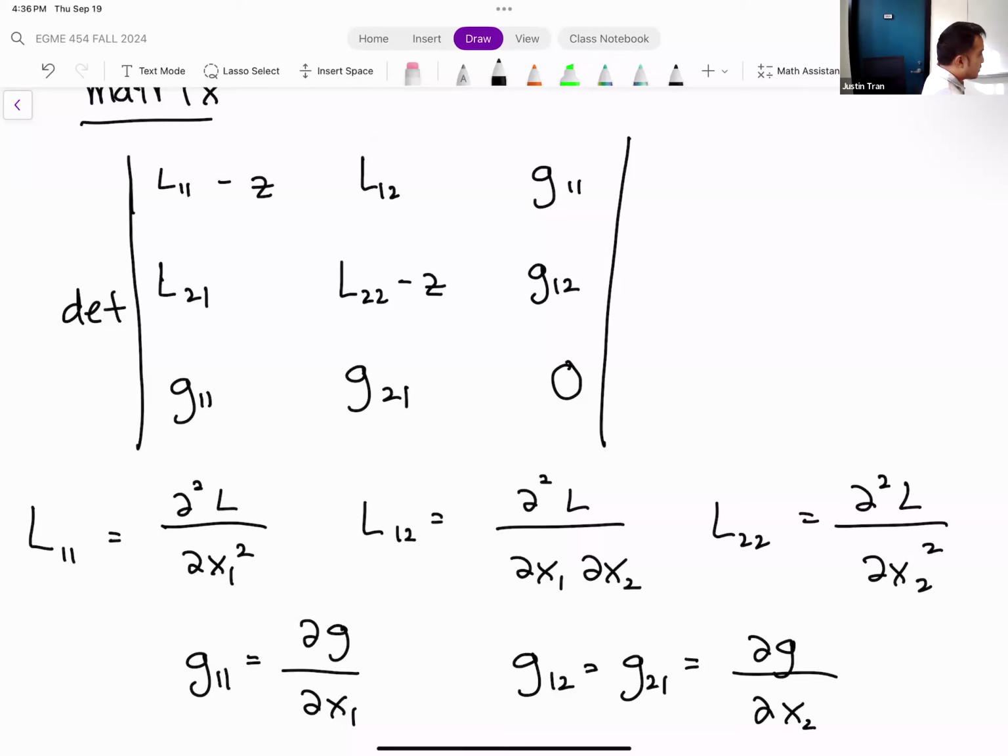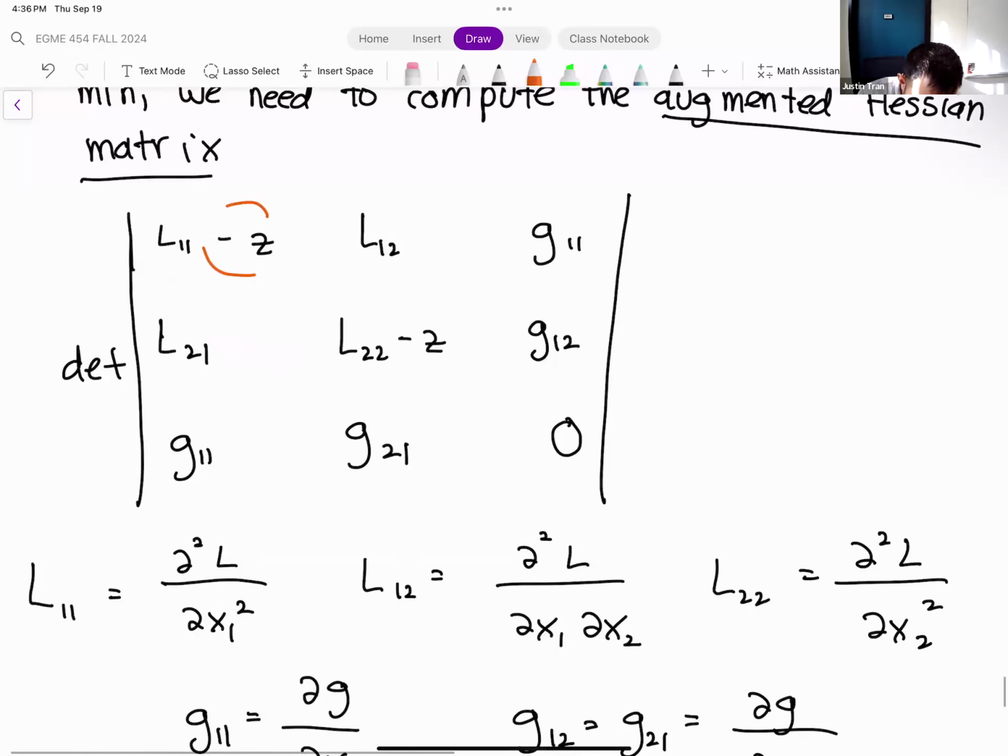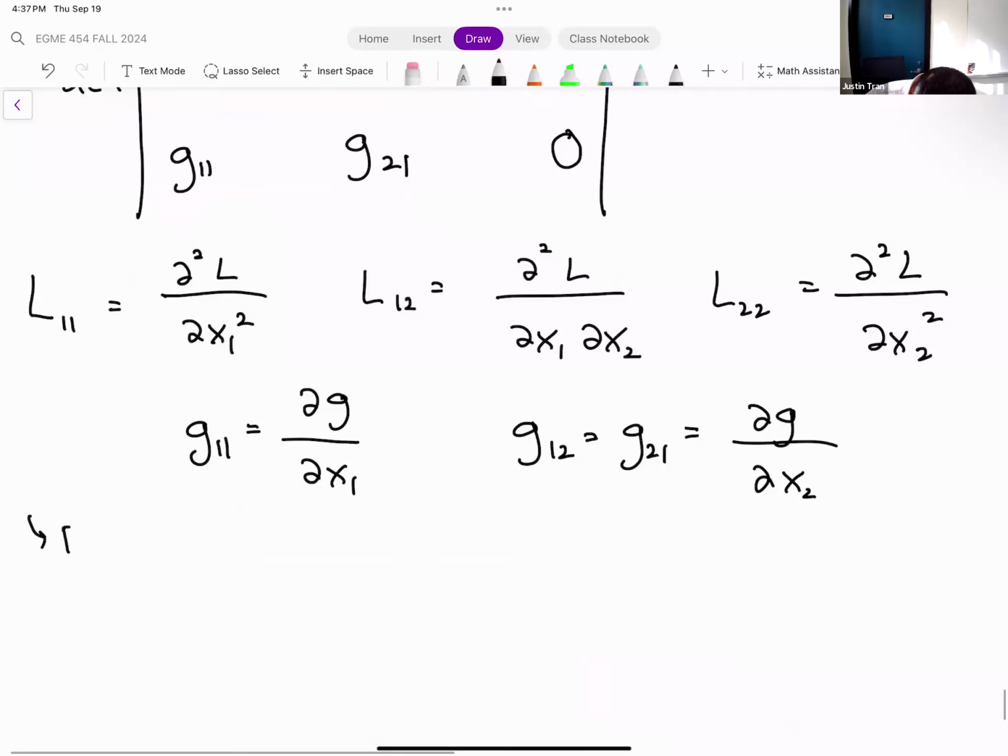And so we need to take the determinant of this matrix. What's different about this matrix is that the constraints are now built into our Hessian matrix. Another new addition here is the addition of these Z terms on the diagonals. Those Z terms are actually undetermined variables at this point. So by taking the determinant.